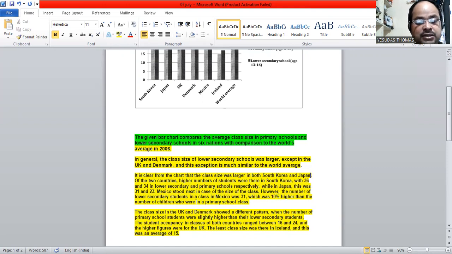Yes. Mexico stood next in case of the class size. I have to reduce the word count. However, the number of lower secondary students in a class in Mexico was 31, which was 10, it's not percentage, 10 higher than the number of children who were in a primary school class.